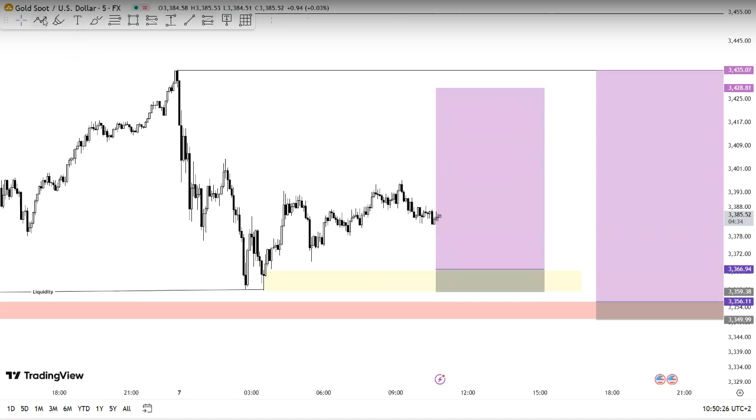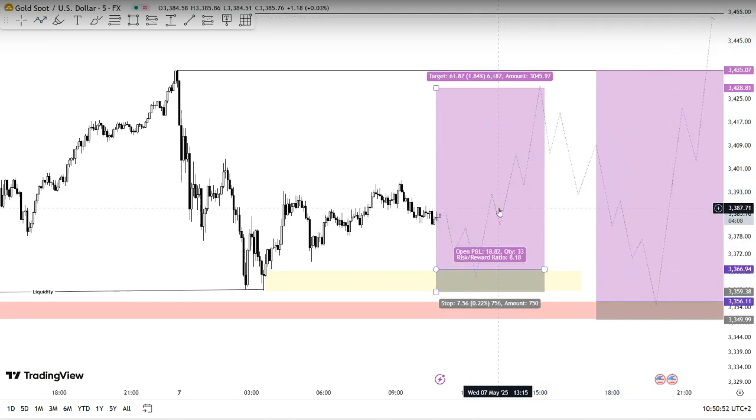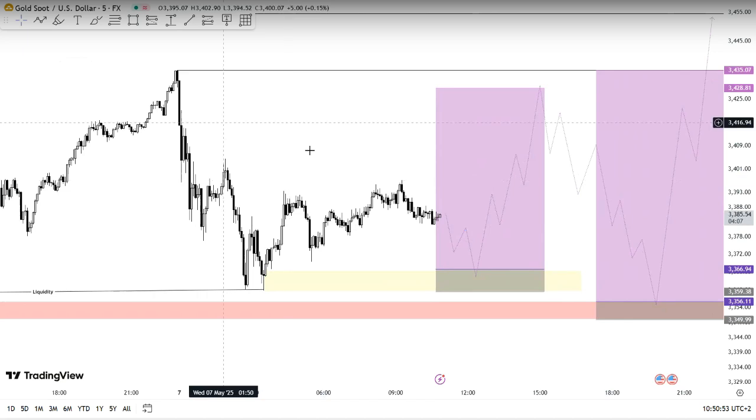Remember, I'm giving you guys possible scenarios, right? It could either do this, come into this area and then push high into that OB, and then we might get a possible retracement like that, and then after that, price during the news just shoots higher, right? Do you guys understand what I mean?